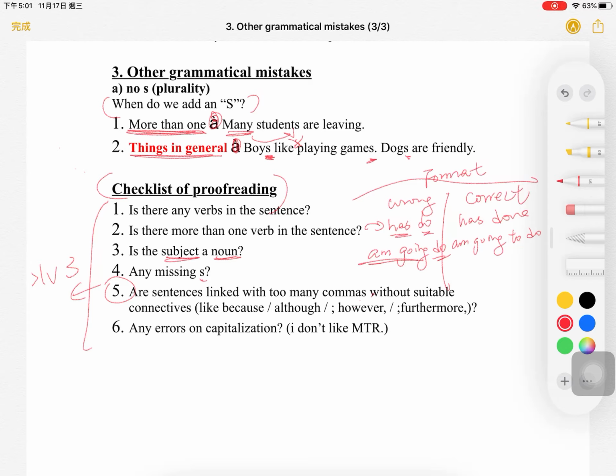Are sentences linked with too many commas without suitable connectives? 嗱，你哋咧有時咧一句咧有逗號、逗號、逗號、逗號、逗號十幾次先句號嘅。It's not a good phenomenon. It's not a good thing. You have to have connectives like because or though to link up different ideas. If two sentences have no relationship, you can add semicolon or simply add a full stop.